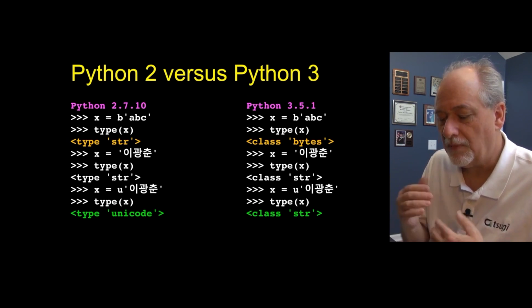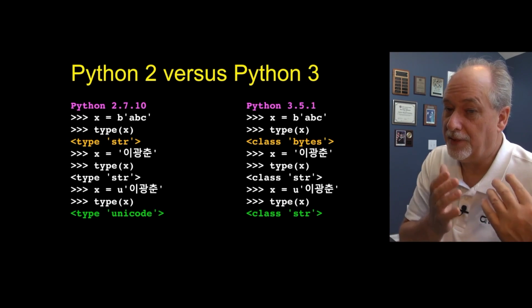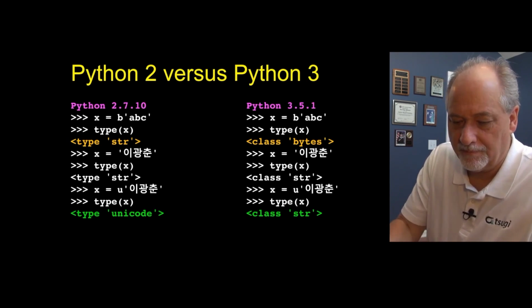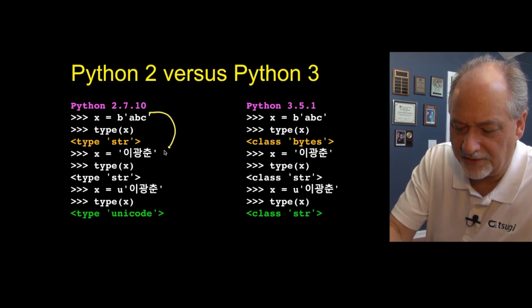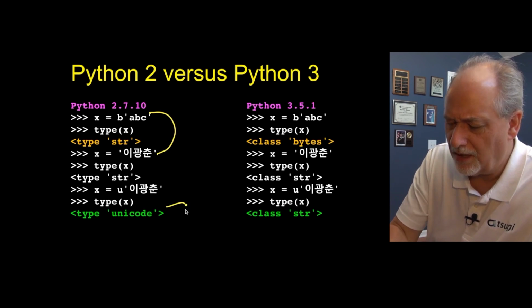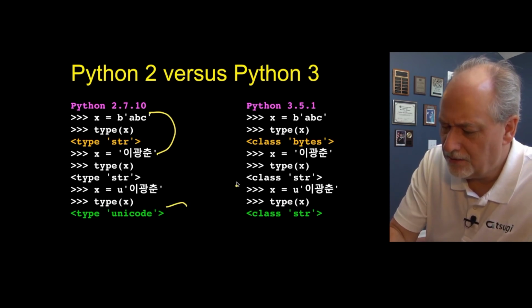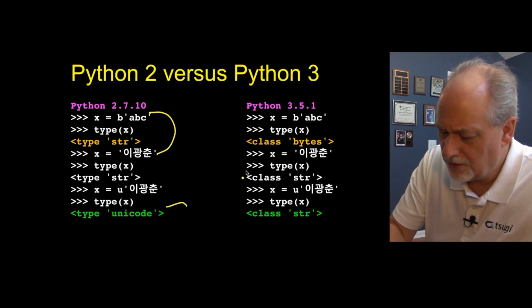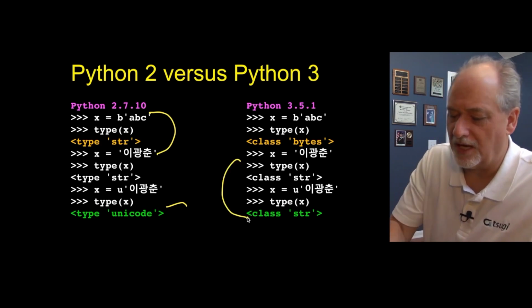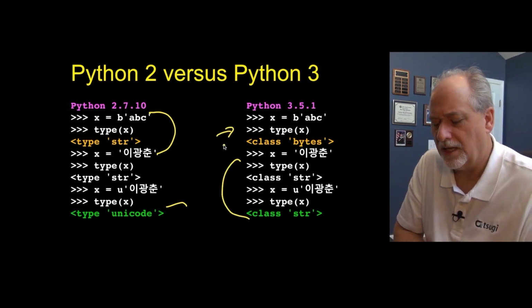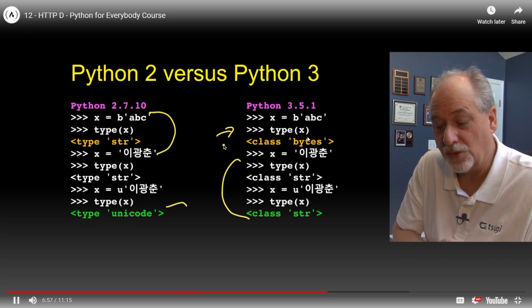So Python 2 had bytes and strings that were the same, and Unicode is weird. And in Python 3, strings and Unicode are the same, and bytes are weird. Okay. And so that's what we've got.